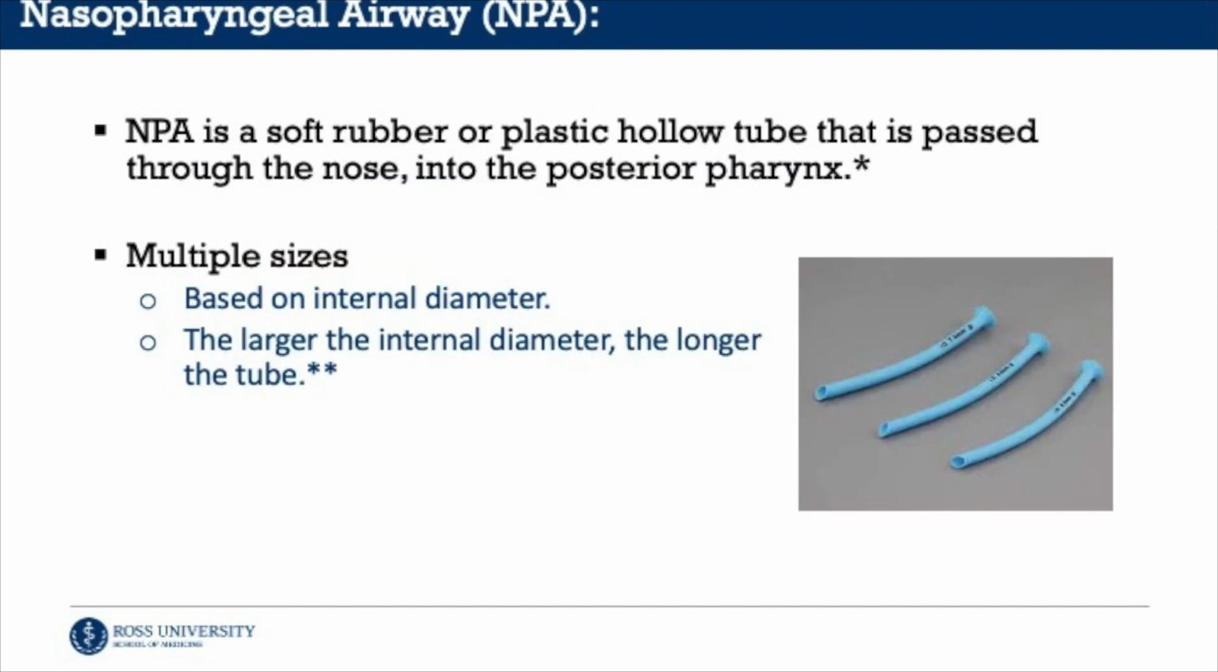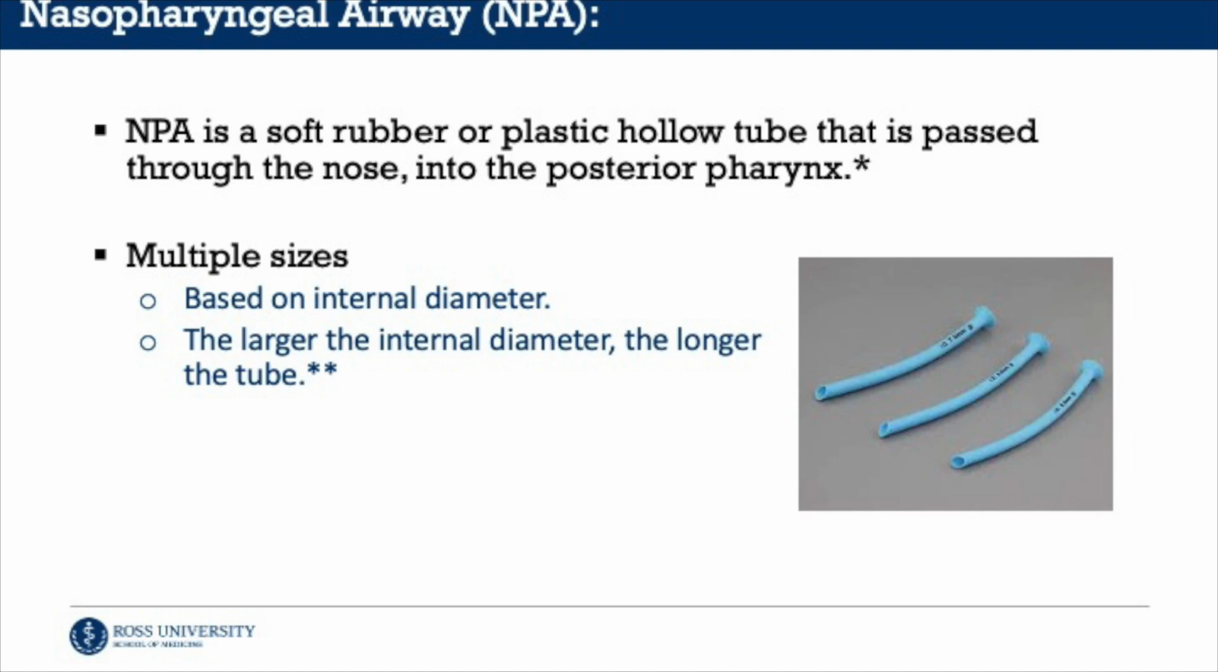Now, let's talk about the nasopharyngeal airway. The NPA is a soft rubber or plastic hollow tube that is passed through the nose into the posterior pharynx. Please note that patients tolerate NPAs more easily than OPAs. So, NPAs can be used when the use of an OPA is difficult, such as when the patient's jaw is clenched or the patient is semi-conscious and cannot tolerate an OPA.